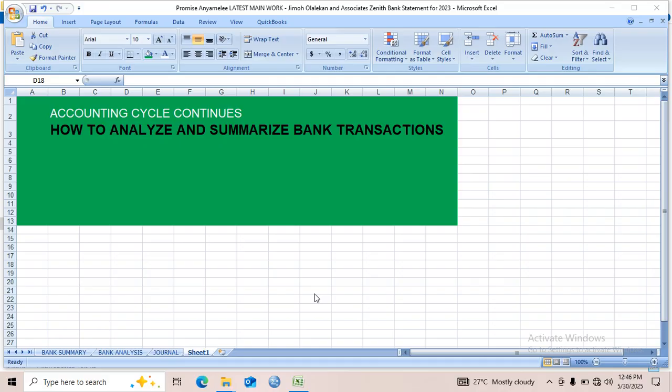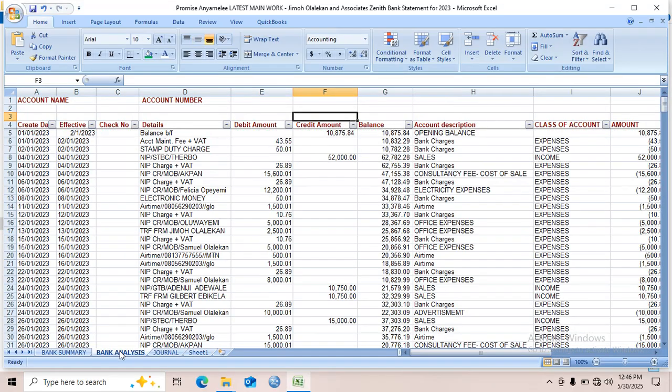In order to do this, you will need to ask the organization or the business owner to give you his or her bank statements. So this is the bank statement. This is a real life bank statement for a business. I've deleted the name of the business and the account number.